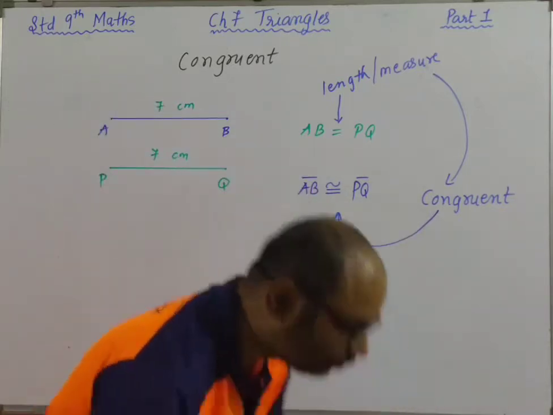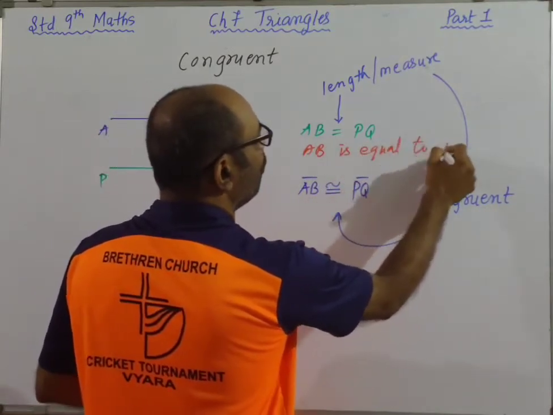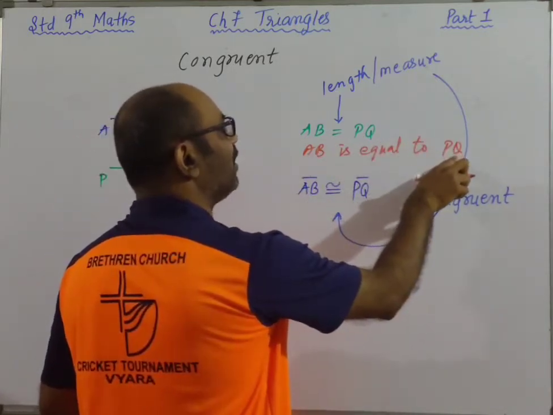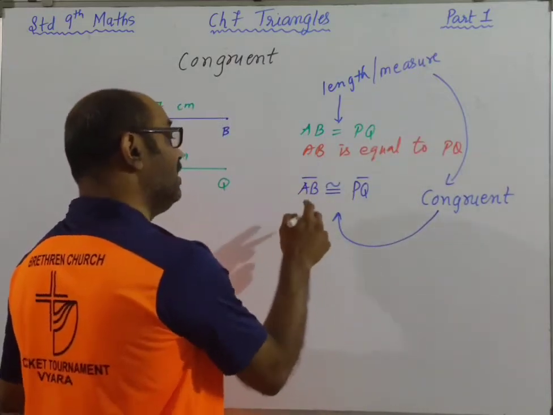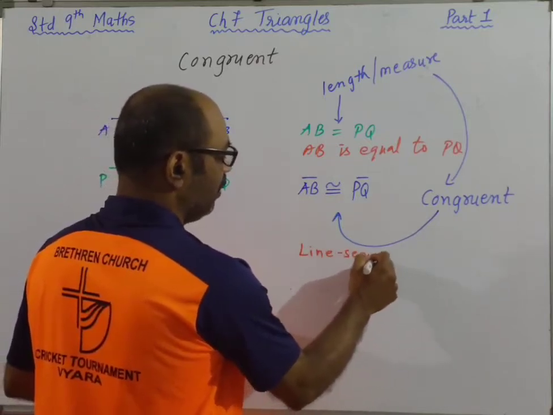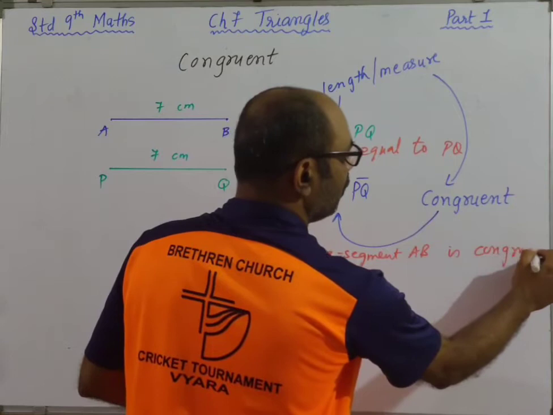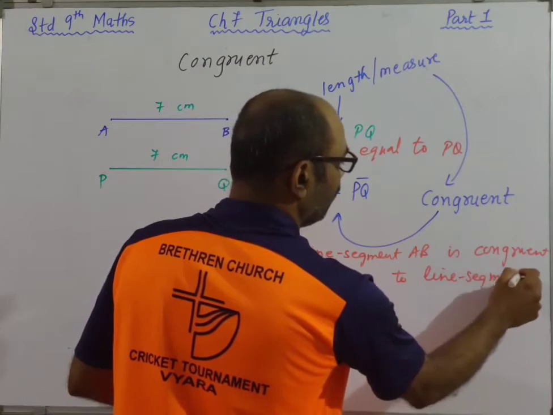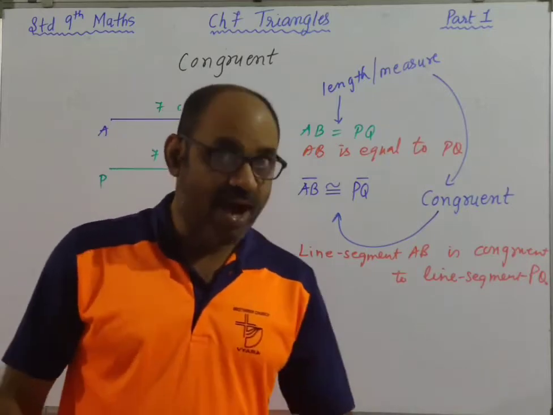Here you can say AB is equal to PQ. That means the length of line segment AB and the length of line segment PQ are equal. AB and PQ are equal. In this case, line segment AB is congruent to line segment PQ. Alright?